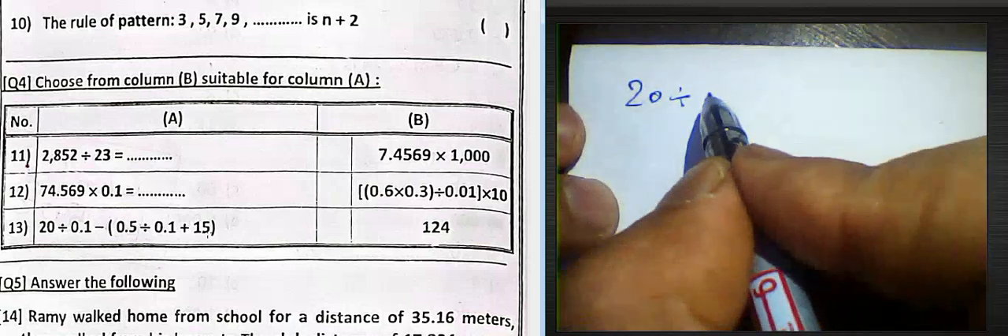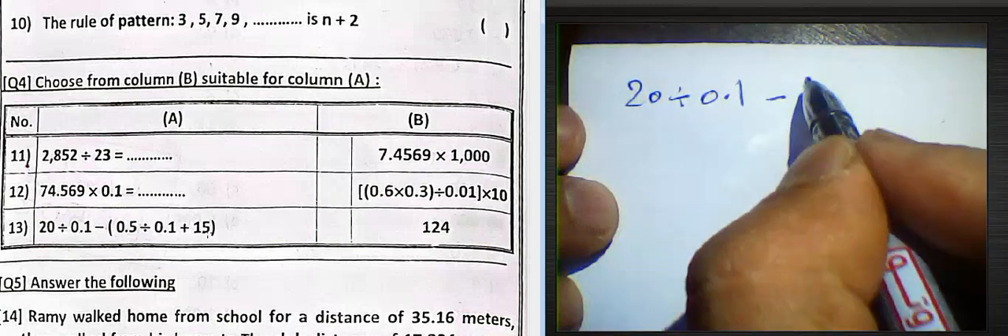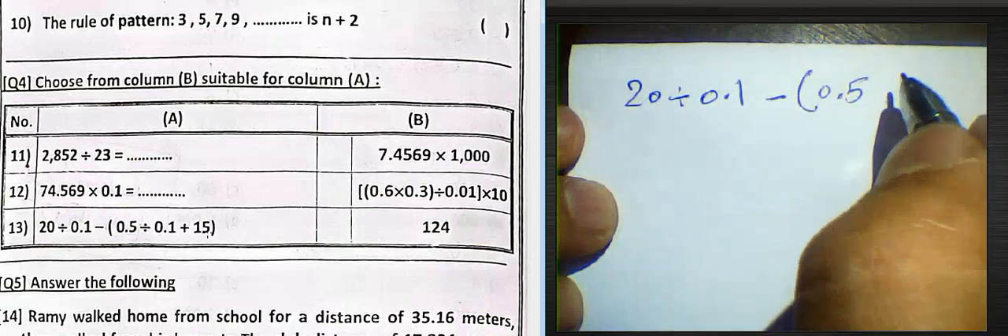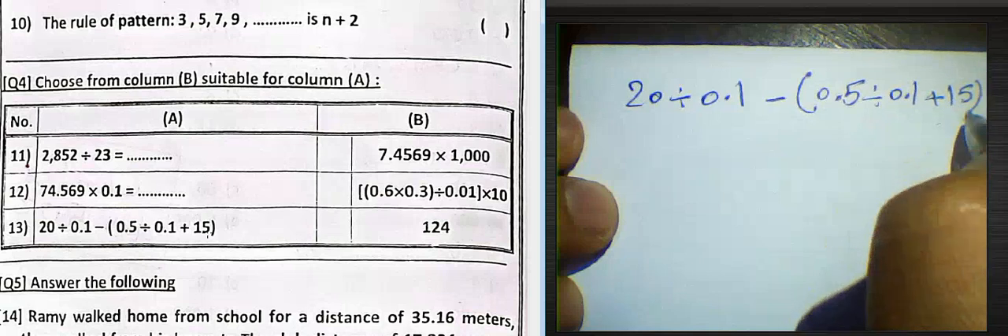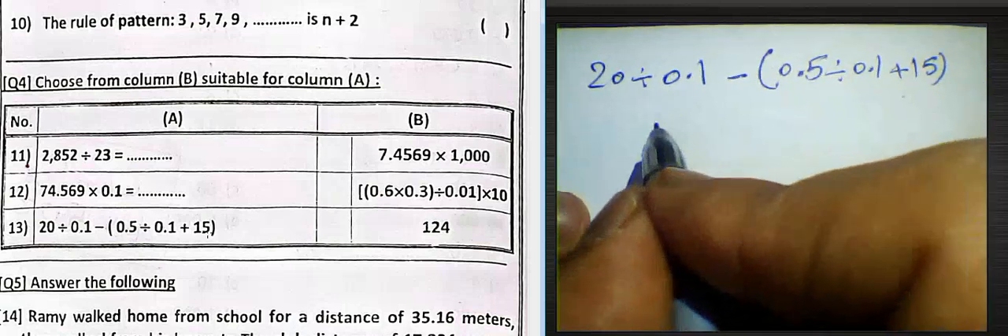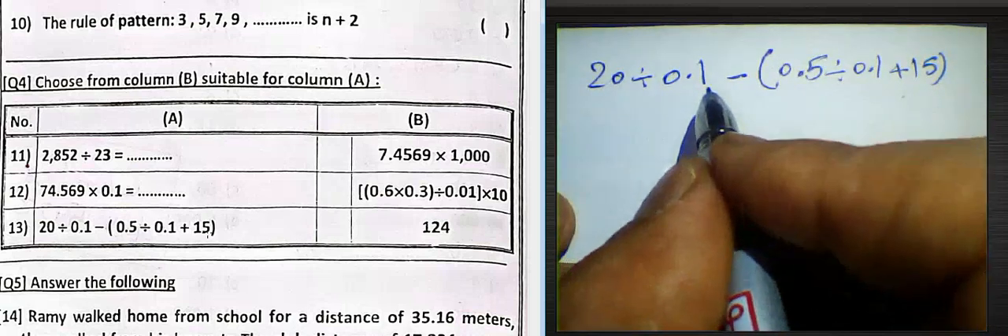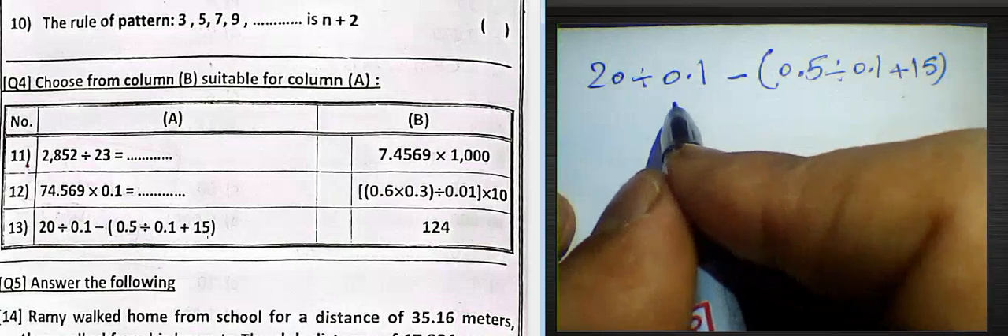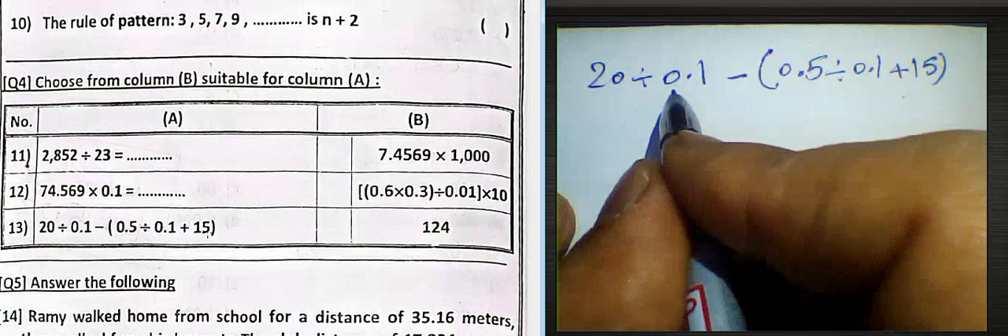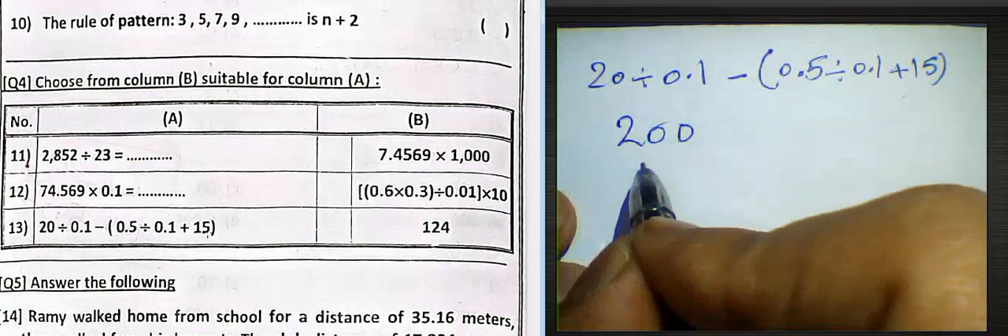20 divided by 0.1, subtract 0.5 divided by 0.1, plus 15. We can find the result here. 20 divided by 0.1 means you multiply by 10. Okay, it means multiply by 10, it will be 200.